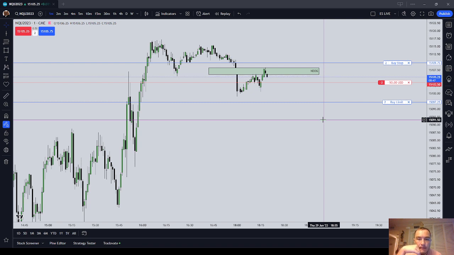I mistimed that by a few minutes. Missed out on a couple points there, I think. Okay. Came up for that full redelivery, reacted. Good thing about the new day and new week opening gaps is they're very visible. So that green box will probably stay on my chart for a long time. Price is probably going to want to reference that multiple times.